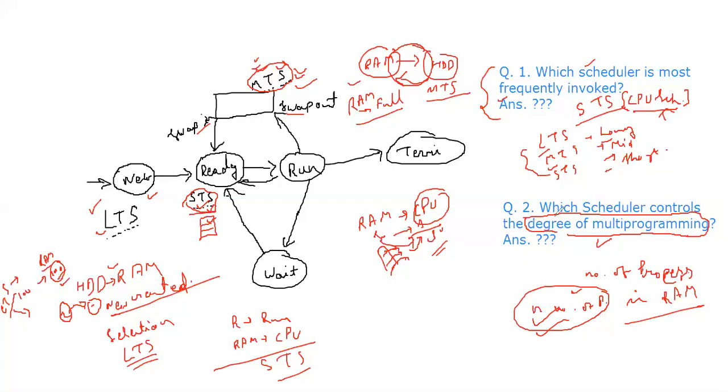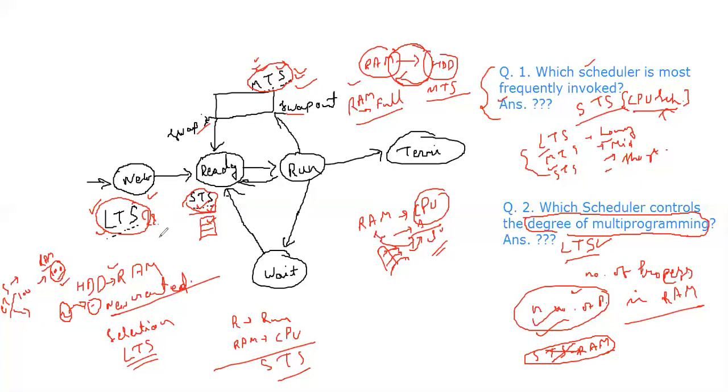So the question is, which scheduler controls the degree of multiprogramming? Sometimes students get confused because the short-term scheduler works on your RAM, so they think this is the scheduler which controls the degree of multiprogramming, but the answer is no. The short-term scheduler does not control the degree of multiprogramming. The actual answer is the long-term scheduler. Now, why the long-term scheduler, and how does it control the degree of multiprogramming?